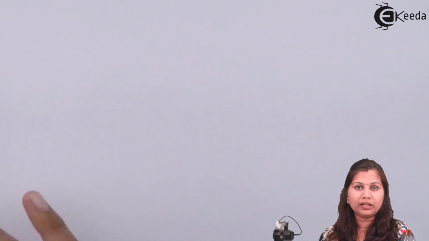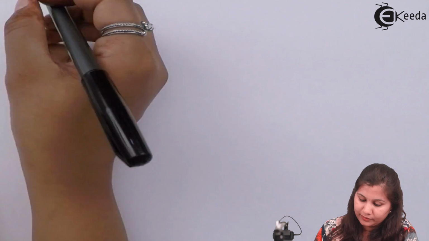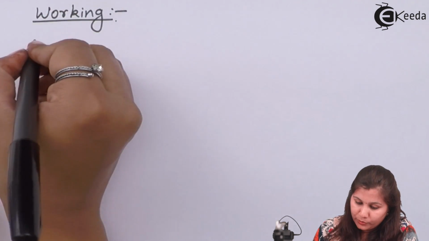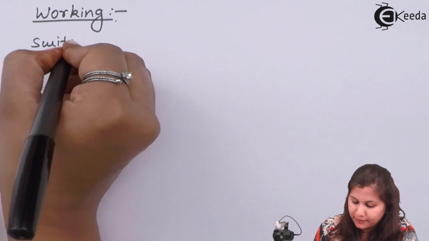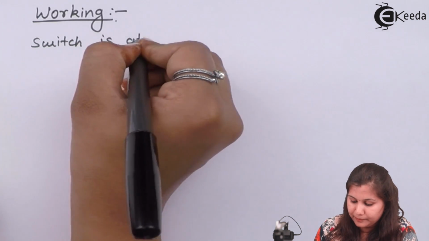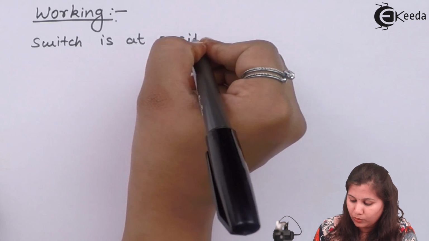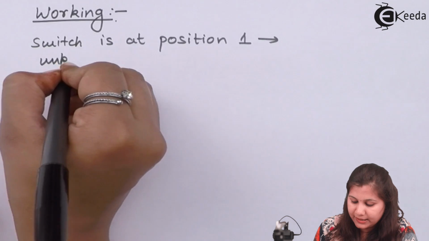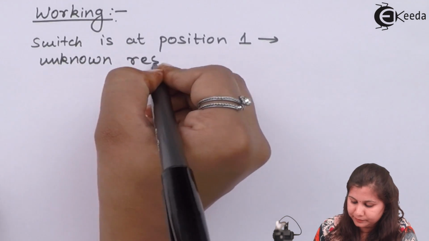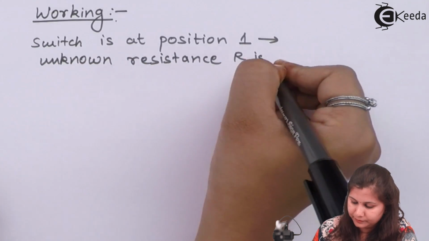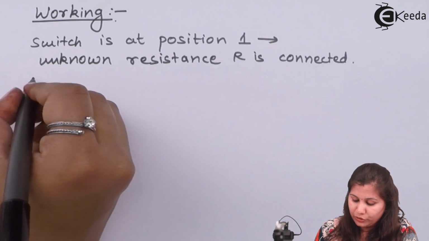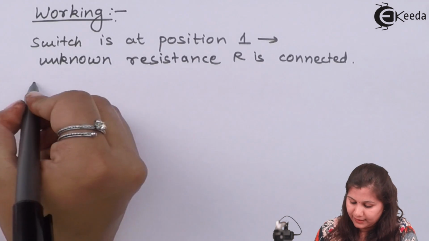So let us study its working, that is, how we are measuring the resistance. When the switch is at position 1, then the unknown resistance is connected. So we are going to adjust the regulating resistance.